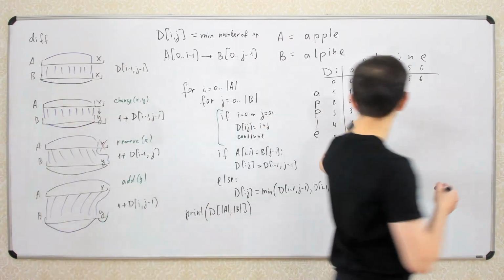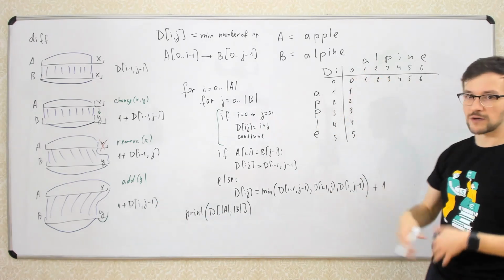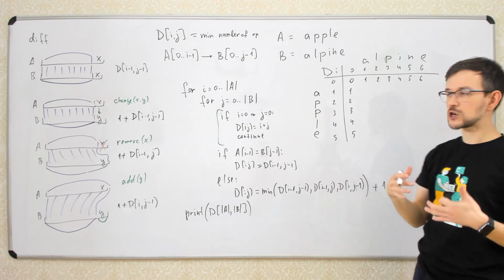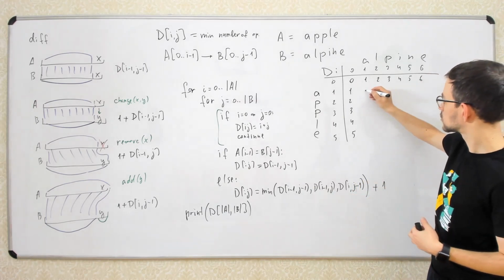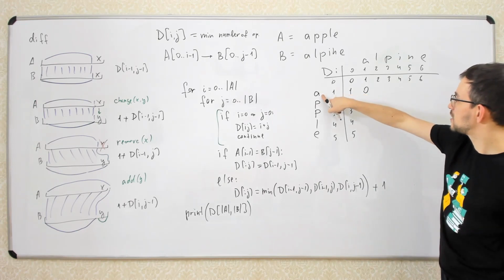So go from left to right. You take this cell. You have character A and character A. You have the same characters, so the number of operations is the same as here. So here we have 0 operations. Here you have different characters. You have A here and L here.